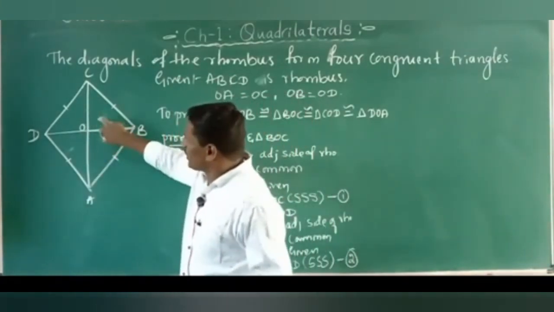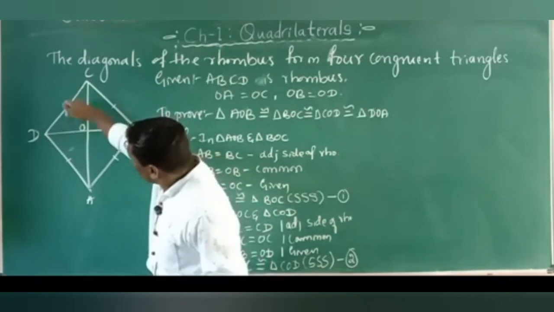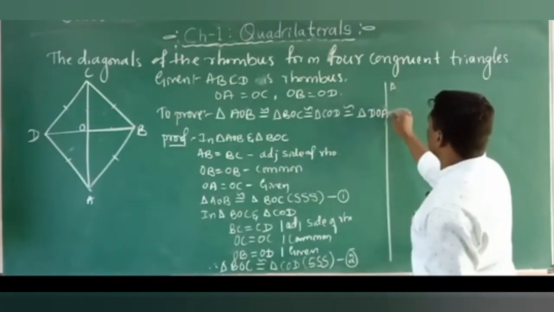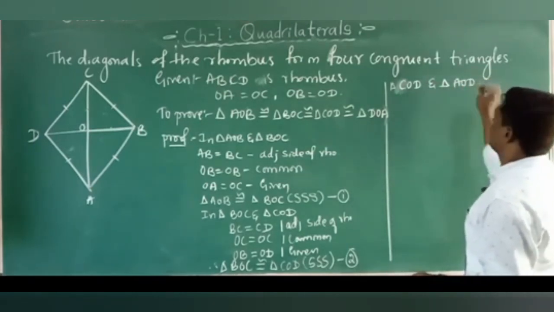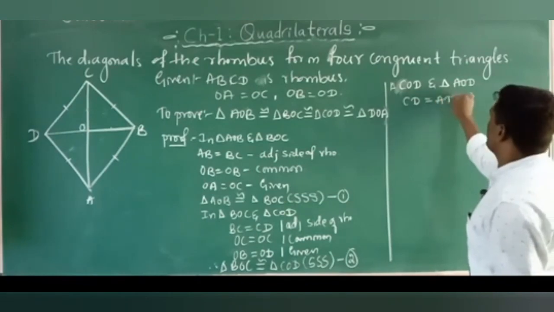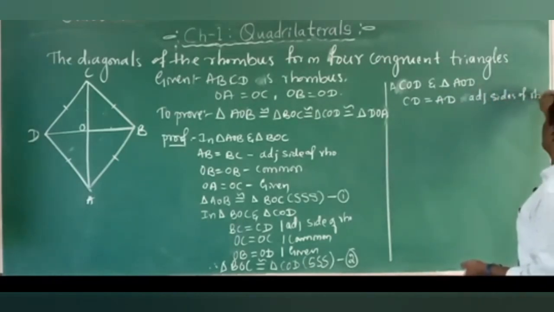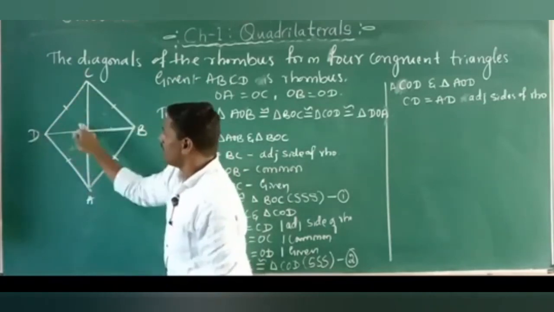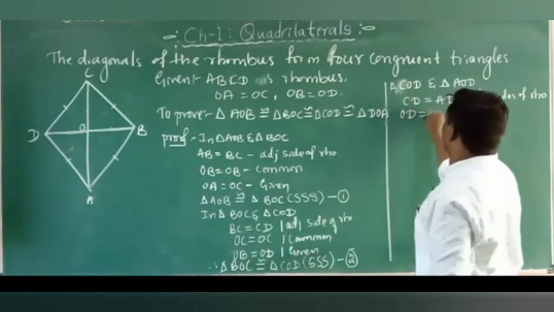For the first proof we are considering these two adjacent triangles. For the second proof or second equation we are considering the next two adjacent triangles. Next, consider the remaining two adjacent triangles. What are the two remaining adjacent triangles? Triangle COD and triangle AOD. In triangle COD and triangle AOD, CD is equal to AD, because these two are the adjacent sides of the rhombus. Okay. Next, OD is the common side for these two triangles, COD and DOA. So OD is equal to OD, common.